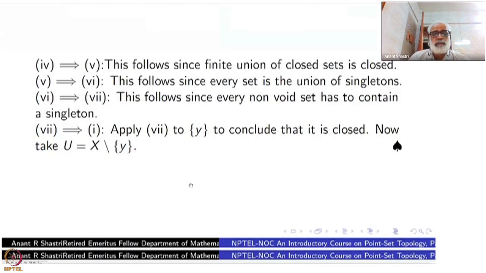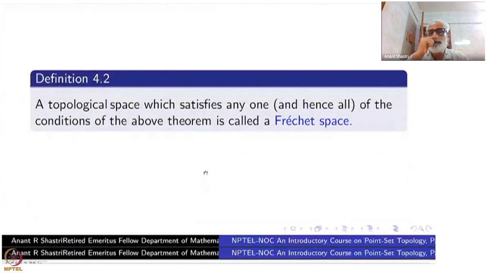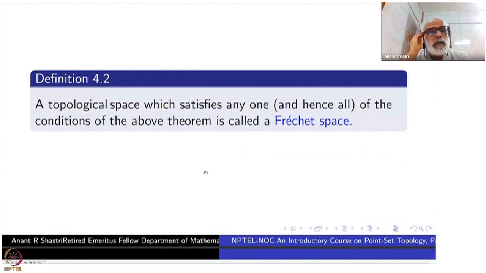Now the definition is the following. A topological space which satisfies any one, and hence all, of the above conditions in the above theorem is called a Fréchet space. Incidentally, Fréchet is one of the founders of point set topology. He had his own definition of topological spaces in which he put this extra condition for a topology, just like Hausdorff also had put his own extra condition. The present-day definition that has been adopted is what is called a general topology, more general than Fréchet as well as Hausdorff, and so on, which doesn't have these extra conditions.